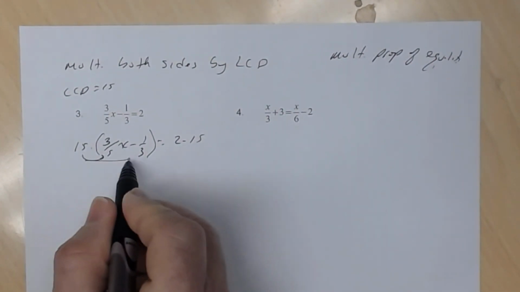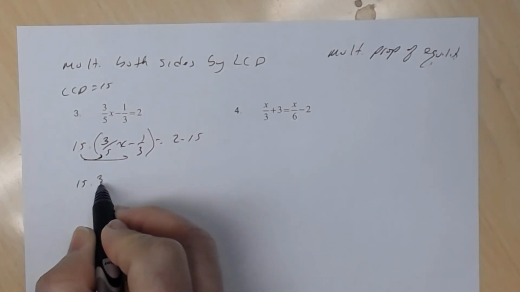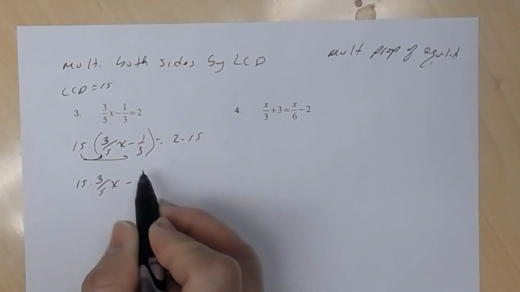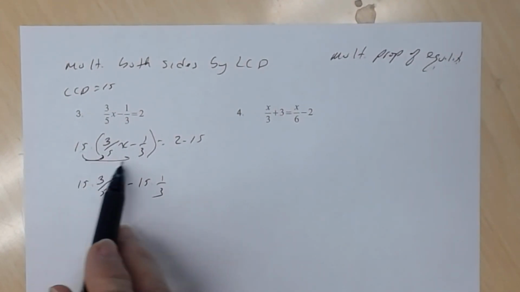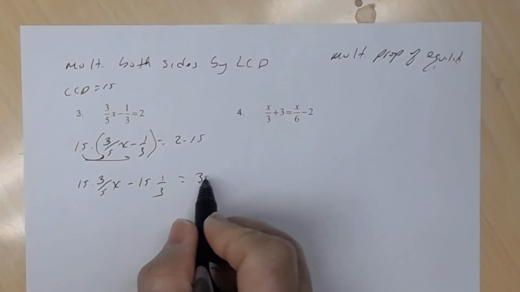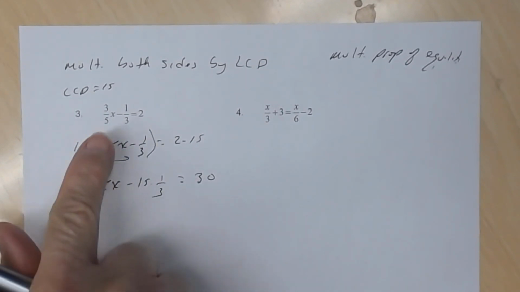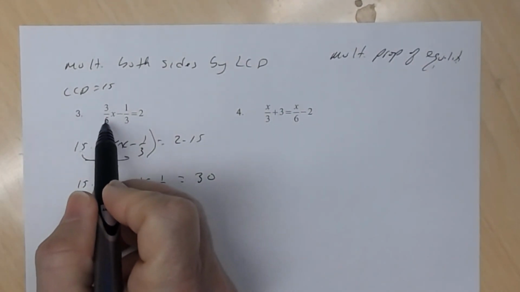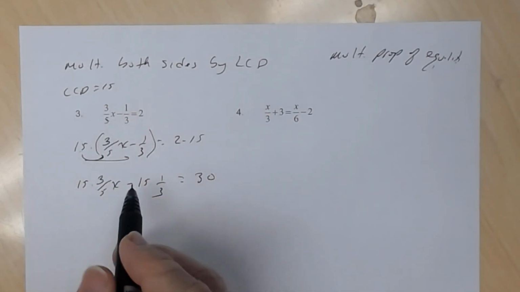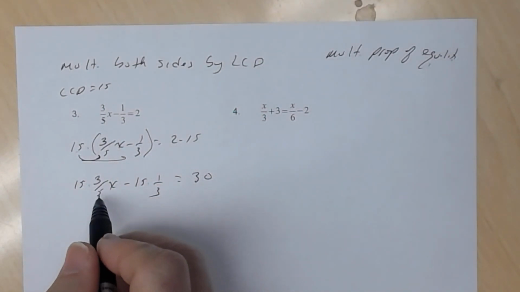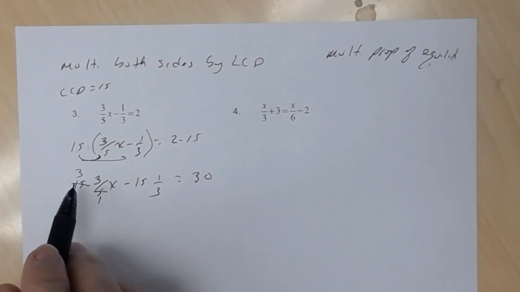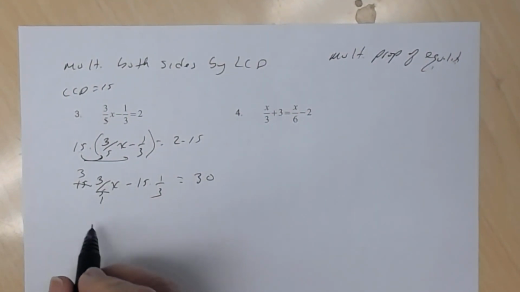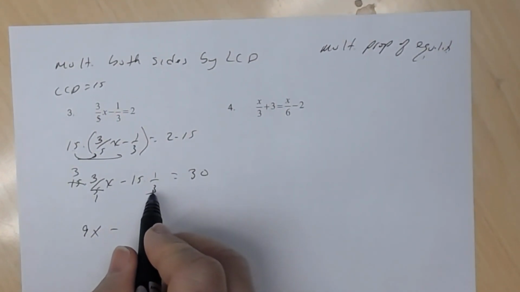All right, now we're going to distribute. So I get 15 times 3/5 x, and then minus 15 times a third. Equals, and then 2 times 15 is 30. I'm going to just go ahead and put a 30 here. All right, now remember the whole purpose of multiplying by the LCD is to get these denominators to be ones. So if I multiply by the LCD correctly, I should be able to reduce. 5 into 5 is 1, 5 into 15 is 3, and then 3 times 3x is 9x. Minus, again, the whole purpose of multiplying by the LCD is to get this to be a 1.